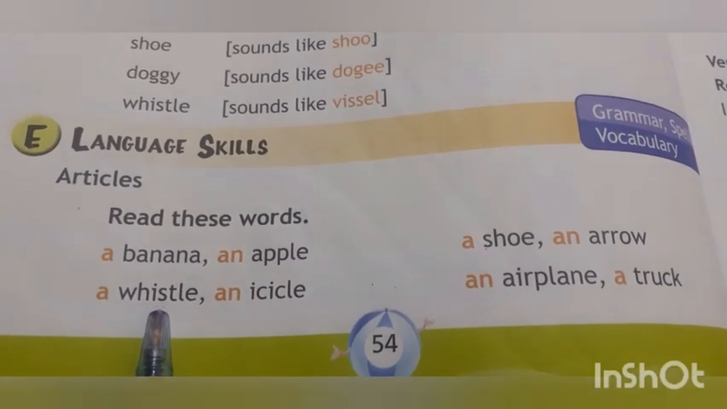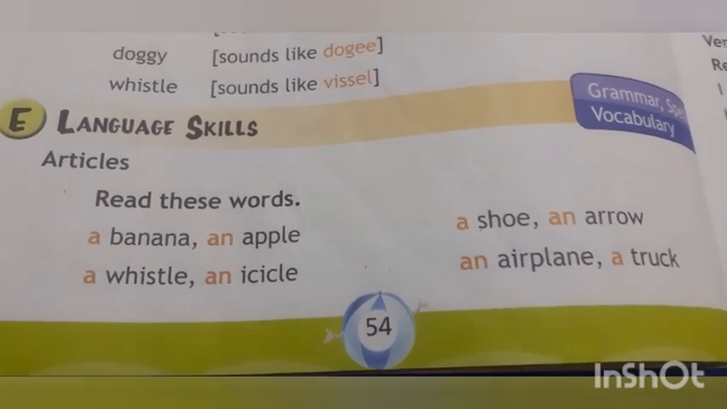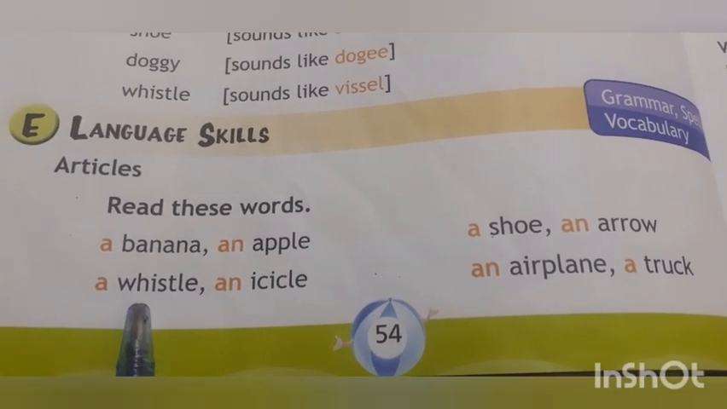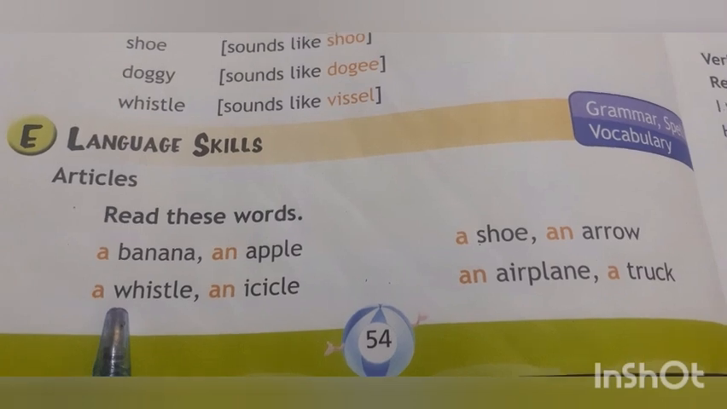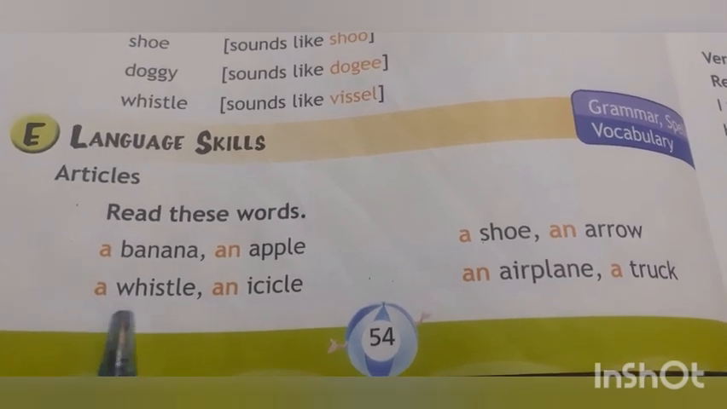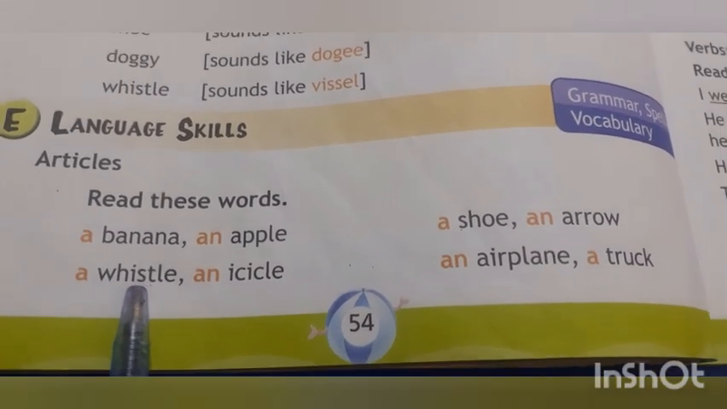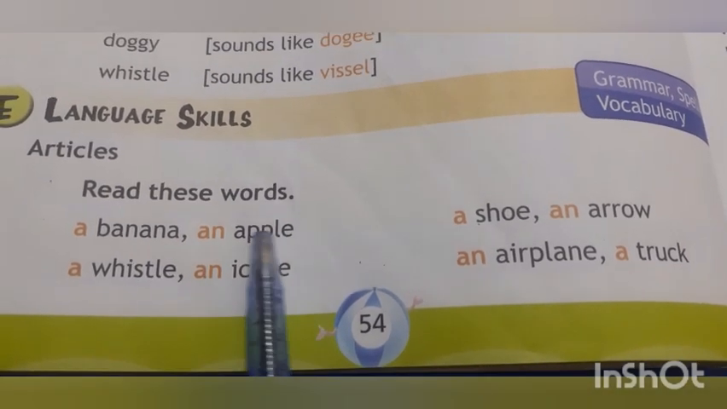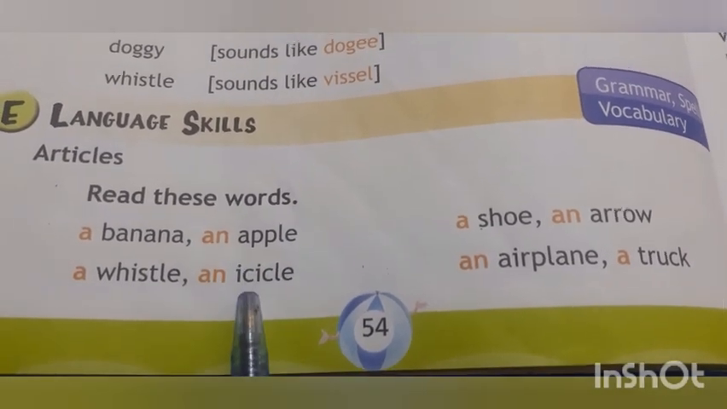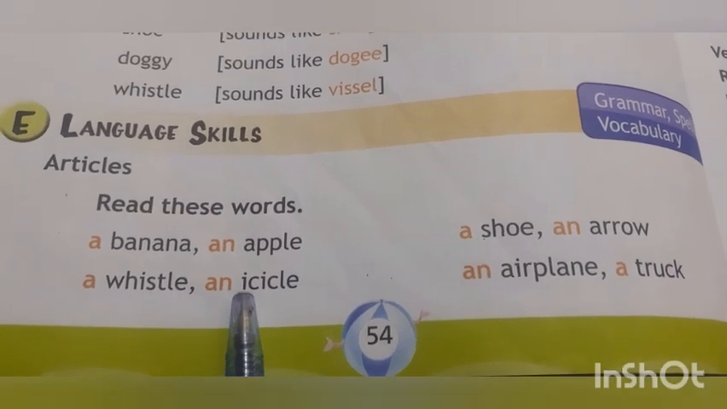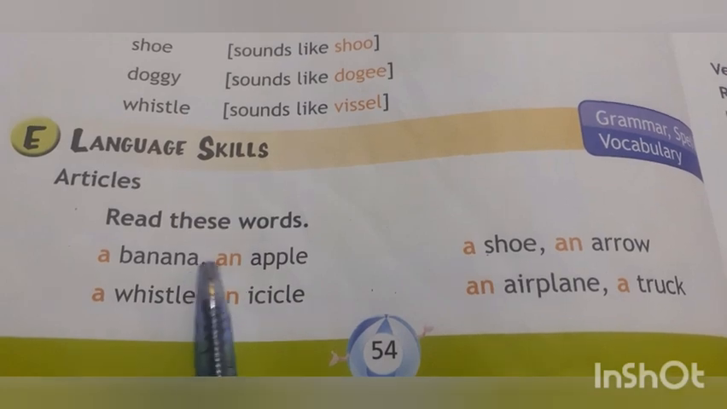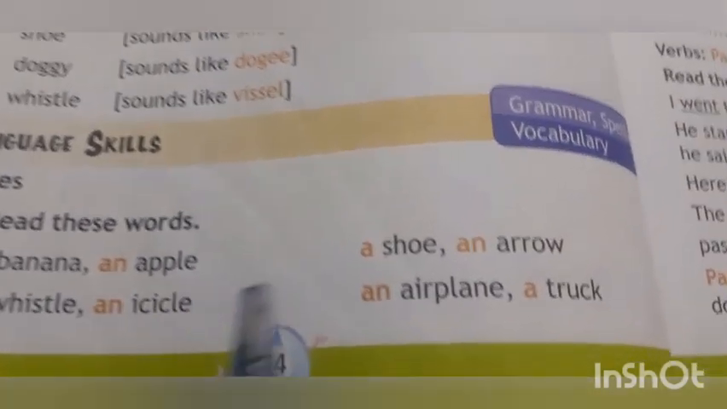A whistle. The first letter of word whistle is W. W is consonant. That's why A is written here. An icicle. The first letter of word icicle is I. I is vowel. That's why AN is written here.